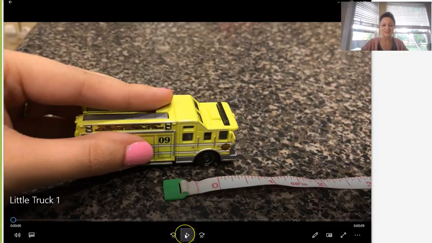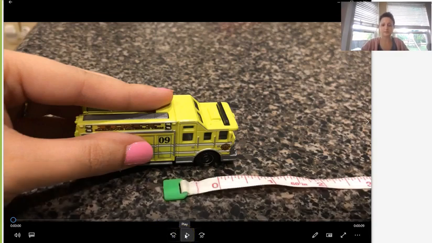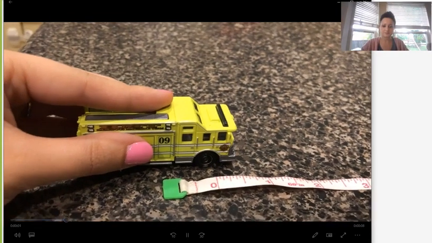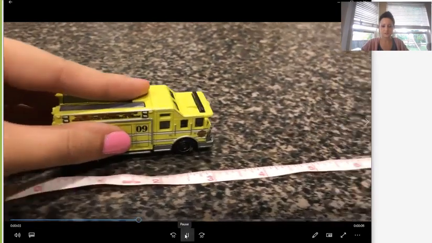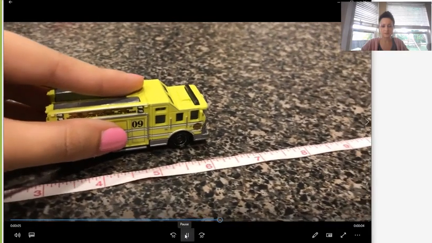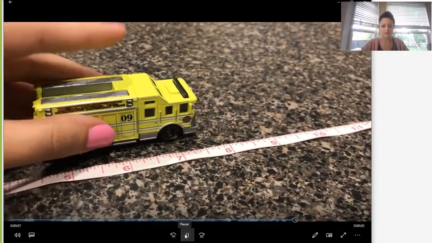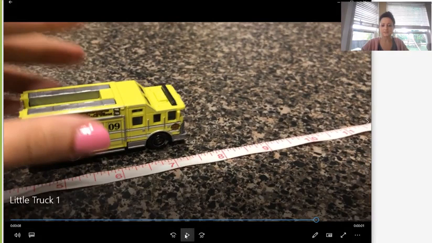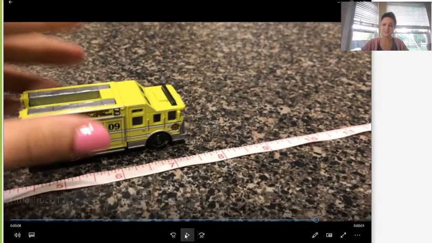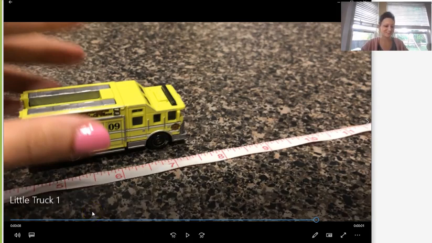All right, now let's see how fast and how far this little truck goes, going 1 revolution every second as well. There's 1, 2, 3, 4, 5. Looks like he ended right at 7 inches. So he'll be at 7 inches per 5 seconds. So 7 over 5. And again, we'll calculate all these in just a bit.